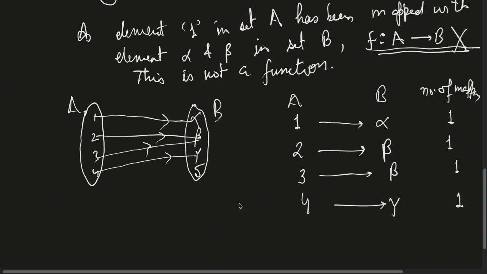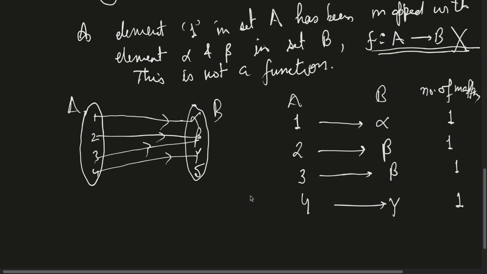So you can see that 2 and 3 both have been mapped with beta, but the condition is all the elements in A should be mapped with only one element in B. So 2 has been mapped with only one element in B. 3 has been mapped with only one element in B. So this is a function. We can see that no element in set A is being mapped with two elements in set B.